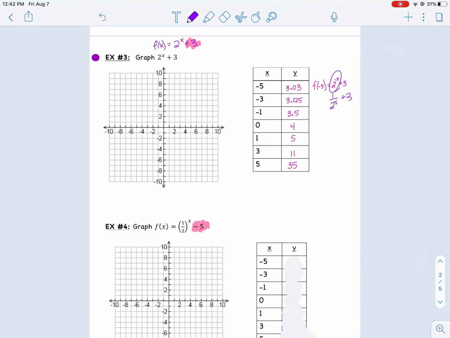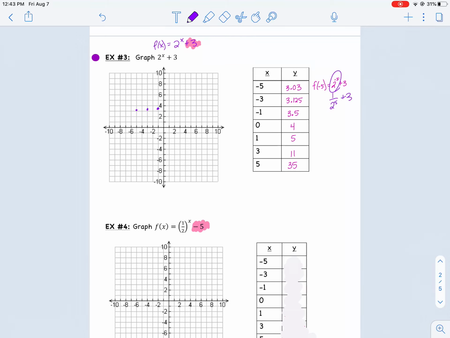We have a point at negative 5, comma 3.03. Oh wait, sorry, that was negative 5, comma 3.03. Negative 5, comma 1, 2, 3, just a little bit more. Then we have negative 3, comma 3.12, just a little bit above that. Then we have negative 1, comma 3.5. Okay, I can do that. Negative 1, 1, 2, 3 and a half.